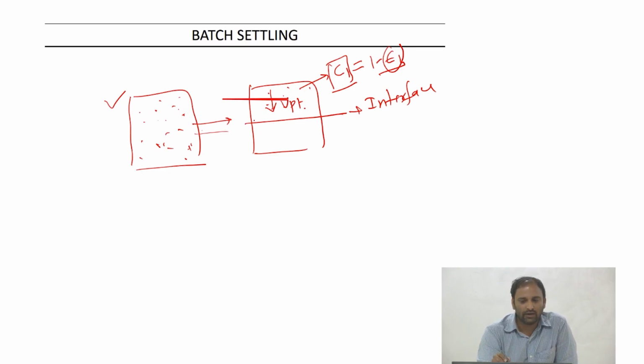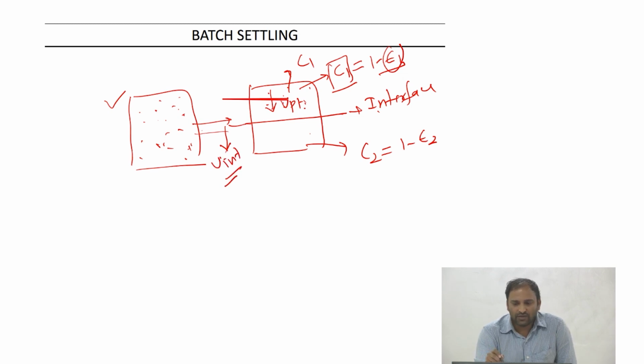As I observe the contents, I see a case where a clear interface is formed between two regions, where in one region the concentration is C1 and in the other region the concentration is C2, which is 1 minus epsilon 2. Say that your interface is moving down with the velocity u interface. Now if the particle settling velocity is UP1 in the above region, and UP2 in the region below, I can think about a simple mass balance.